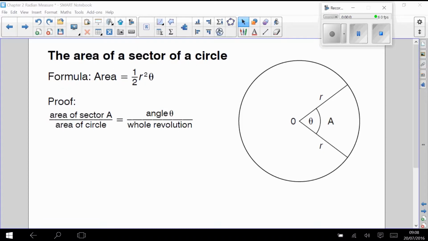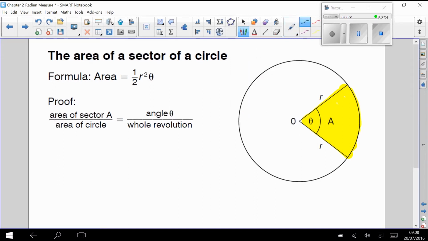When working with circles, the other thing that I want to try and find out is the area of a sector. A sector is a shape which joins the center of the circle via two radii to the circumference. So an example of a sector would be this part that I'm shading in over here. So how would I find the area of this sector?